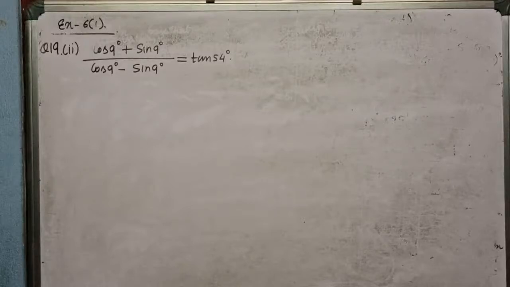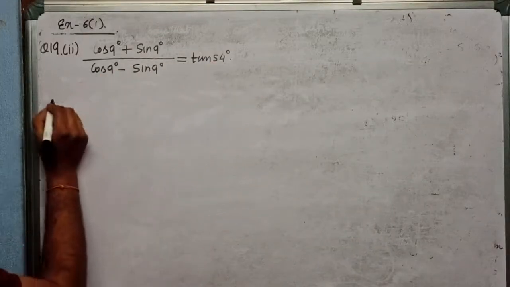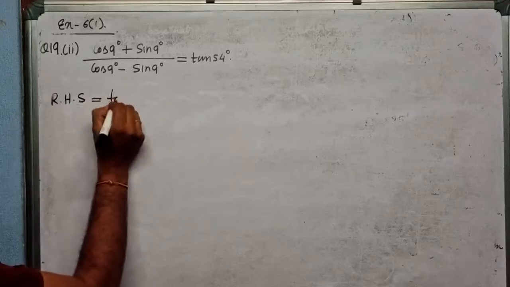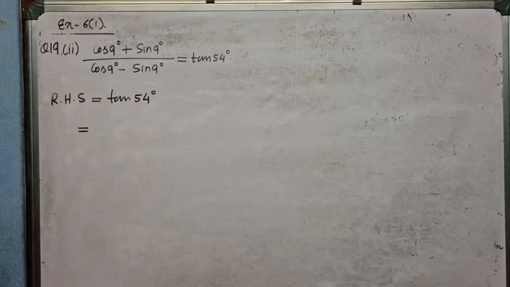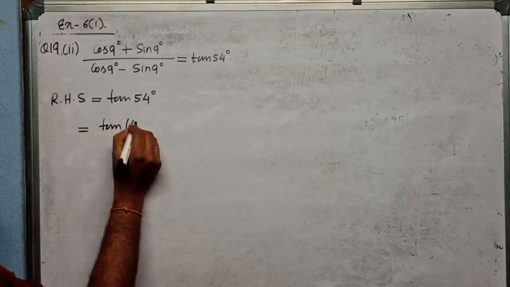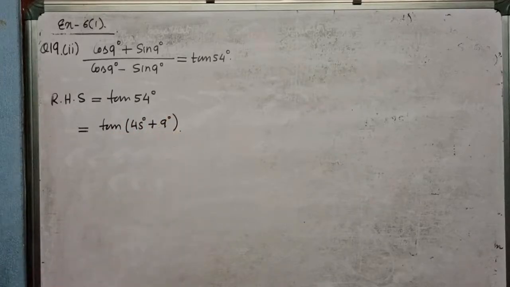Now dear student, this question is very important for the class 12 calculus concept. I'll do this particular question by two different methods. First, I'll prove right hand side equals left hand side. I'll take RHS; this is the examination method. Another method I'll apply for calculus. Now, we can break this 54 degree in terms of 45 degree plus 9 degree. 45 plus 9 is 54 degree.